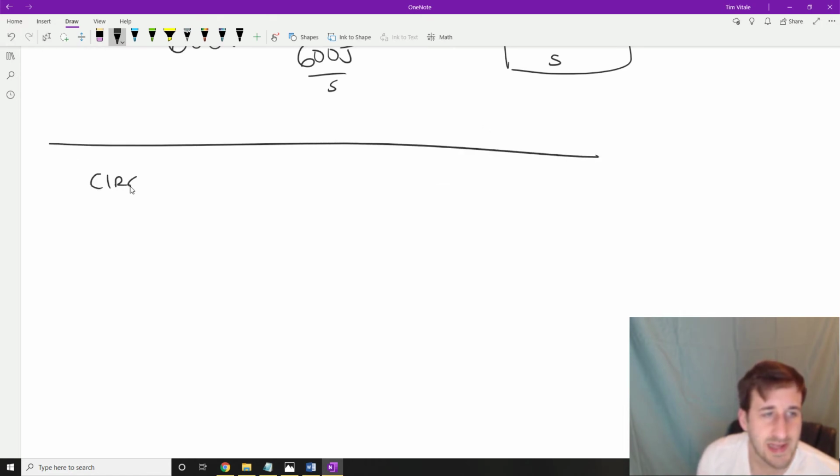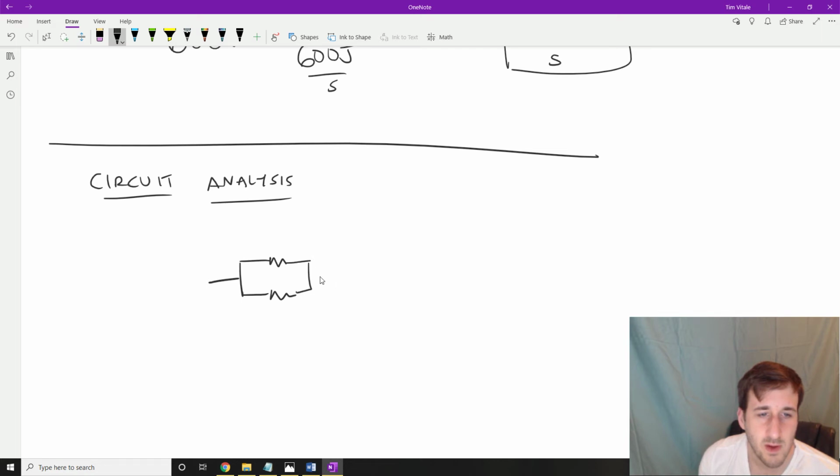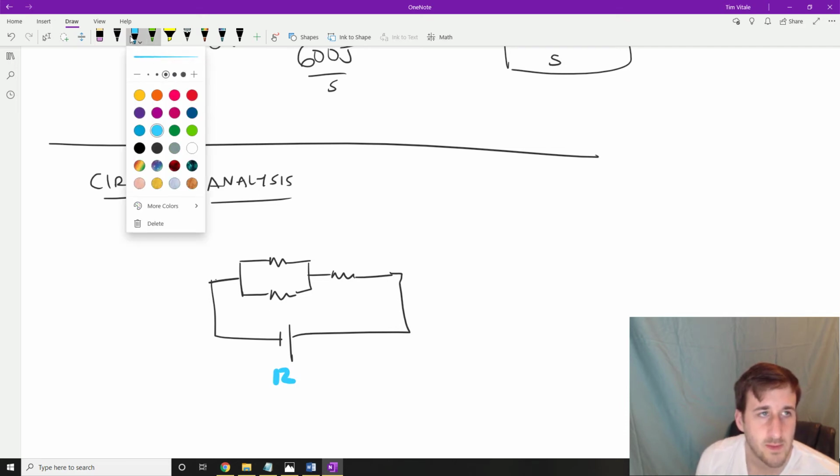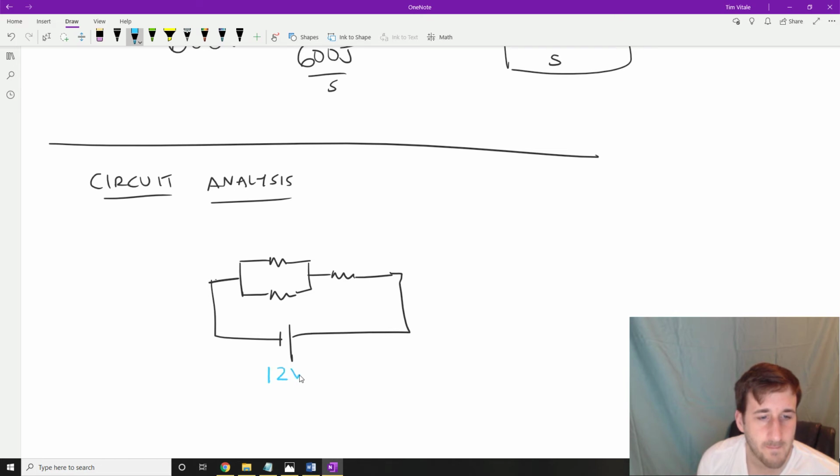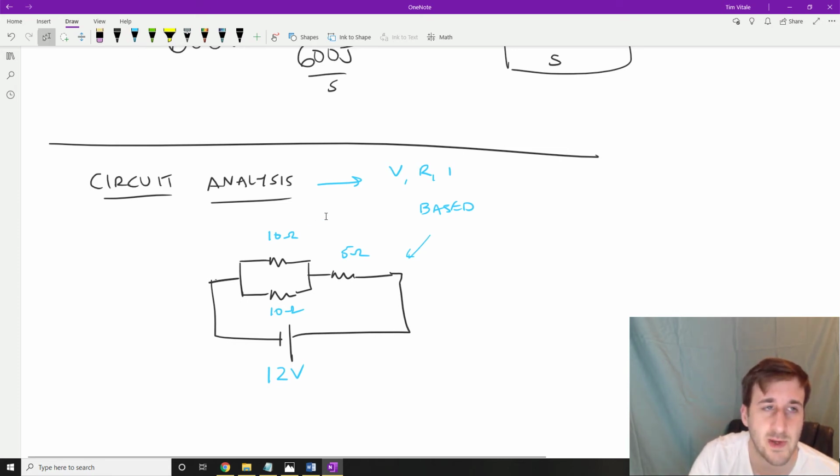There we go. So the last thing I want to talk about is circuit analysis. Circuit analysis is when you look at a schematic, right? So let's say it looks like this. And when you look at a schematic and you're given certain values, like let's say that this is 12 volts, and we know the values of these. Let's say that's 10 ohms, and that's 10 ohms, and that's 5 ohms. Circuit analysis is when you look for either voltages, resistances, or currents based on some kind of circuit that you have. And circuit analysis can either be easy or it can be kind of complicated. So I want to just go over the very basics real quick, and then we'll get into the harder stuff.